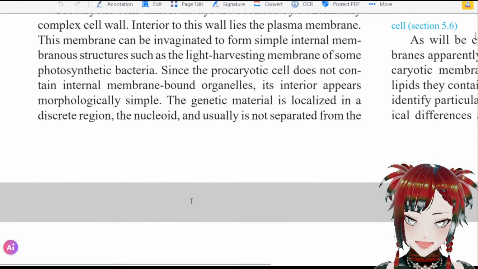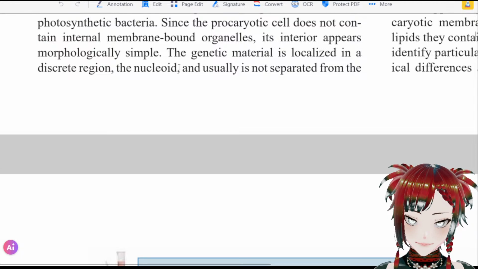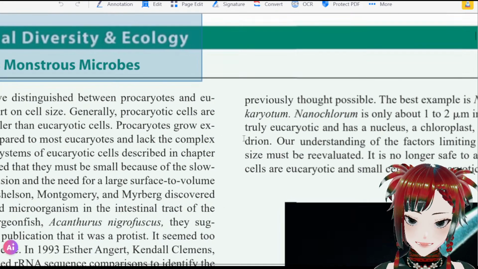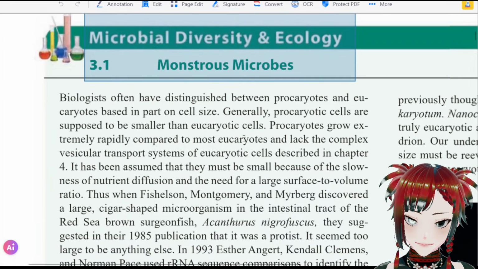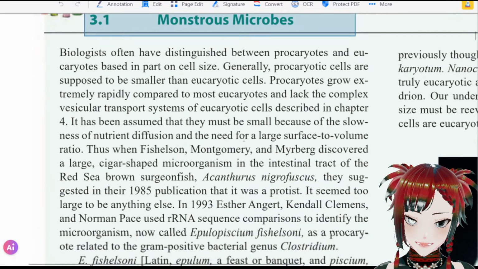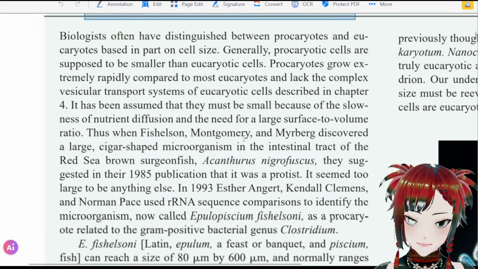Yeah, I think they didn't say anything else. They said that the organelles we will be discussing in detail in a further chapter: internal membrane bounded, interior appearance, genetic material, nucleoid, discrete region, or whatever. Now these monstrous microbes, I am thinking if I should read it, because I think the video will get way longer. Still, let me try if I can go through it.